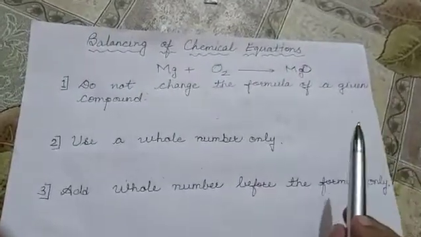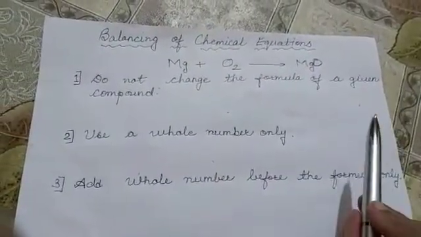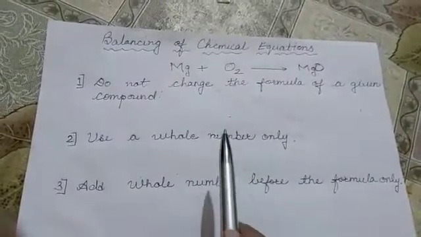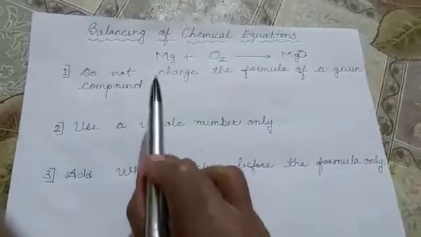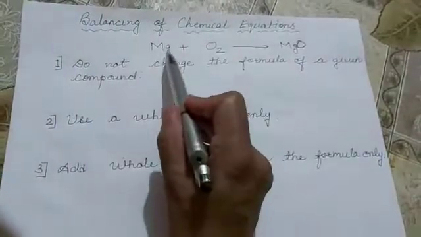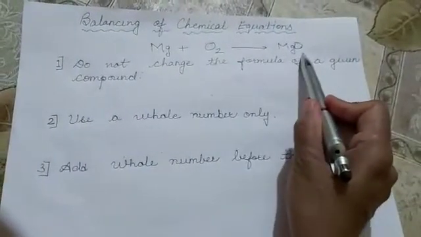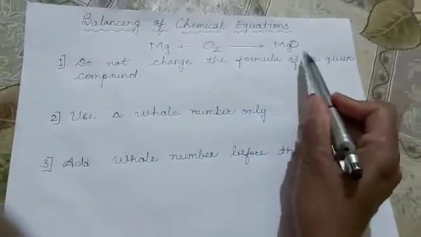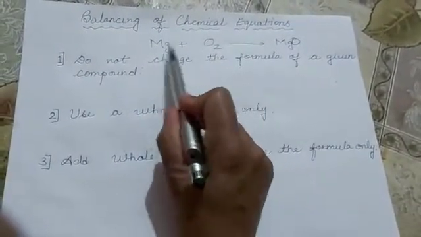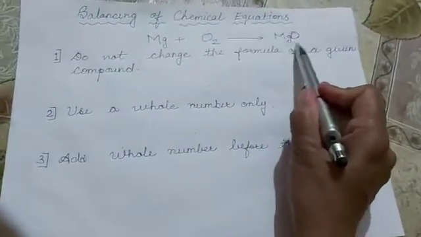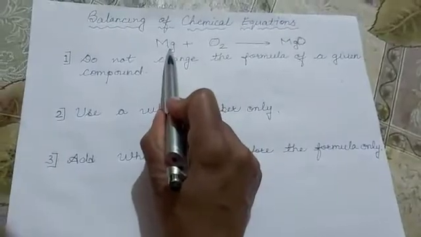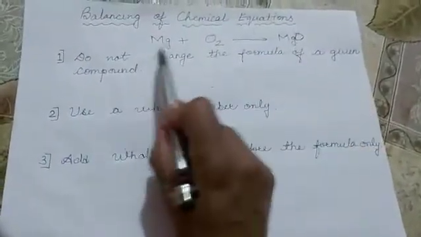Now, the total mass of reactants and products can be determined by equalizing the number of atoms of reactants as well as of products. Let's take an example of Mg plus O2 gives MgO. In this equation, as you can see, the number of atoms on the reactant side, that is Mg plus O2, and on the product side, MgO, are not equal in the case of magnesium and oxygen.